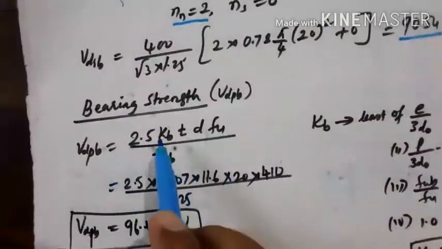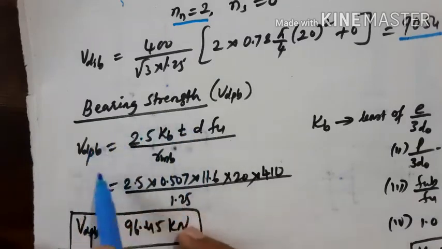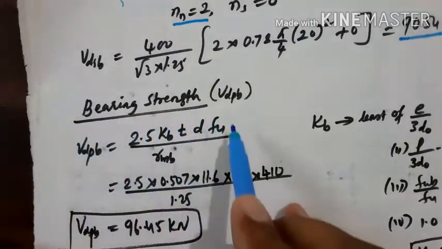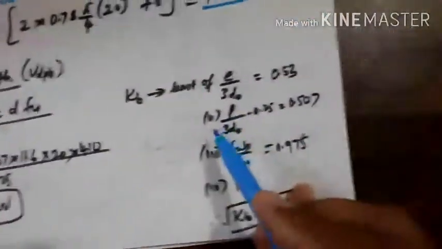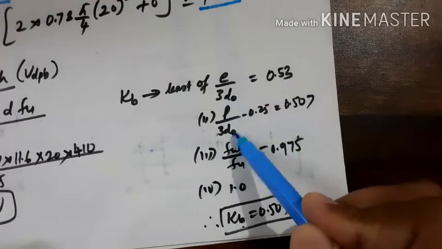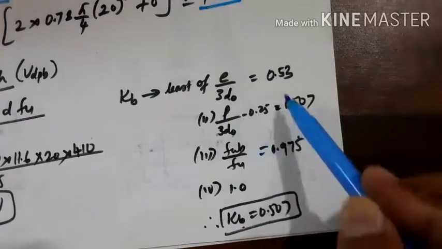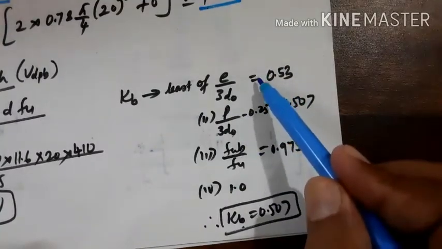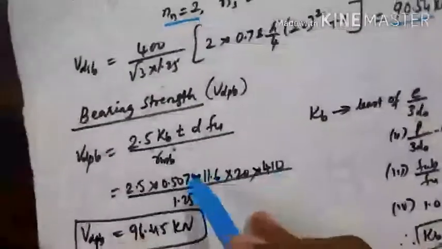Similarly, calculate the bolt strength in bearing. This is the formula given in IS 800:2007, and in this formula the Kb value will be the least of these four: e divided by 3 d0, p divided by 3 d0 minus 0.25, and so on. Calculate all these, then the least among these four you have to consider as the Kb value, which you substitute here.